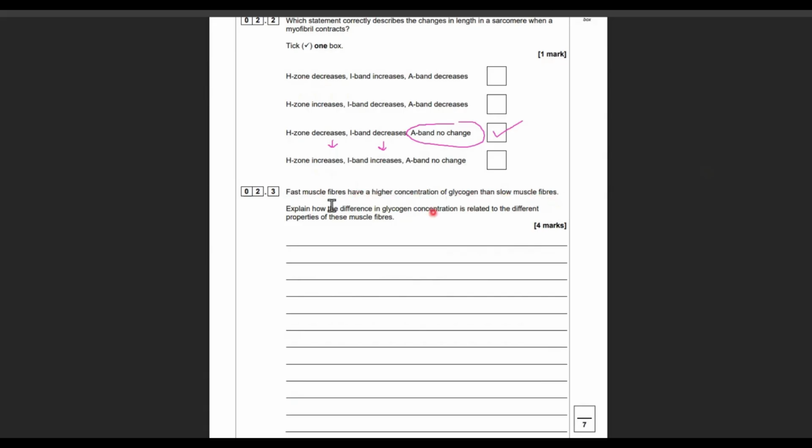That was long. Fast muscle fibers have a higher concentration of glycogen than slow muscle fibers. Explain how the difference in glycogen concentration is related to the different properties of these muscle fibers. You might want to pause the video, grab a pen. It's 4 marks. So, why do your fast twitch muscle fibers have more glycogen?